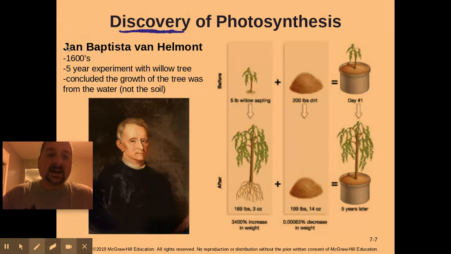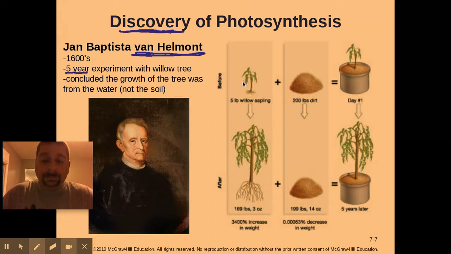It started early on. We often give von Helmont credit for getting some of the thinking started. Most people say, where do you put plants? In the soil. You put plants in the soil, they suck up the dirt and the water, and that makes the plant. Well, he did an experiment for 5 years with a willow tree. And he started with a 5-pound sapling and 200 pounds of dirt, and planted it in a pot.